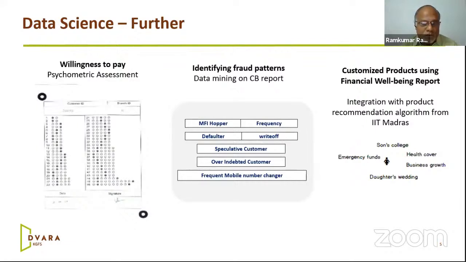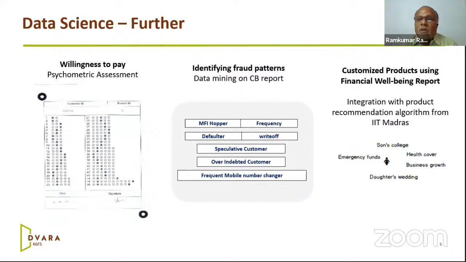Now, going forward, we are saying that we will do a psychometric test for the customers we are onboarding. It is not in place now, but we are thinking about it. We also have a mechanism by which we will identify fraud patterns. One example is the defaulter, the MFI frequent hopper. I had a classic case where somebody had approached various financial institutions and a High Mark report was fired 21 times for the customer. This clearly means the customer's intention was only to get a loan, not to pay.